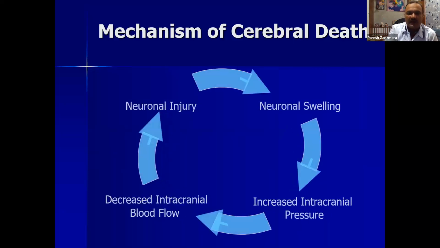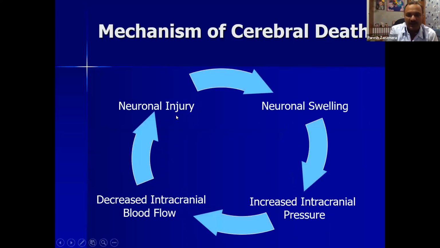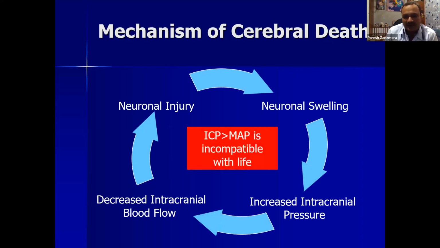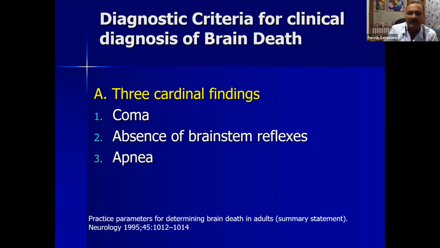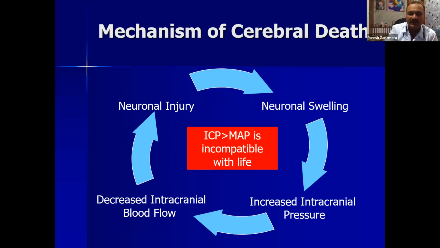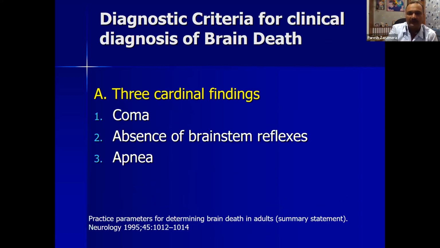So what causes brain death? Any process, reversible or irreversible, which insults the brain or neurons will lead to neural injury, and this becomes a vicious cycle. There will be neural swelling and an increase in intracranial pressure, and subsequently a reduction in cerebral blood flow. Whenever intracranial pressure is higher than mean arterial pressure, it becomes incompatible with life, and ultimately the brain will stop functioning. This is the mechanism of brain death.